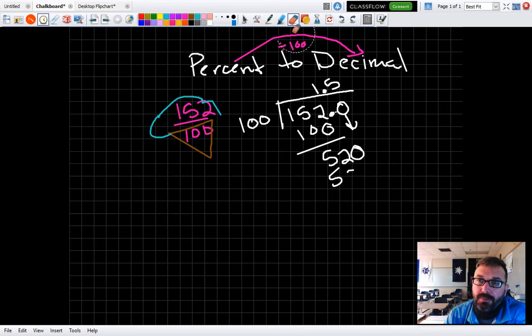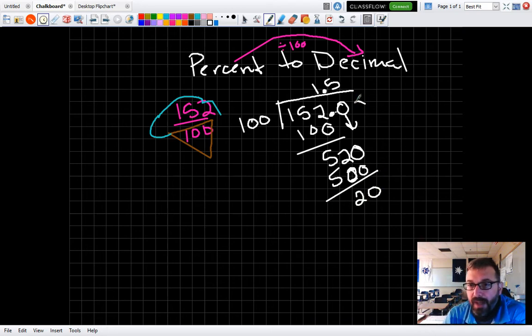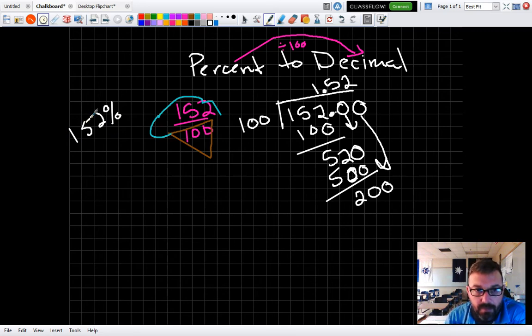5 times 100 is 500. Back that on up. Change it back to the pen. 500. When I subtract that, it leaves me with 20. I have another invisible zero. 100 goes into 200 2 times. So from percent to decimal, 152% equals 1.52.